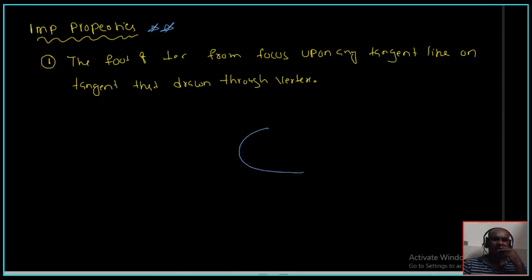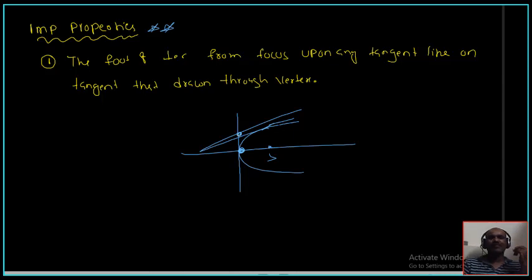Just a rough explanation: this is the parabola. This is the tangent drawn through the vertex. Yeah, this is any tangent. So from the focus, if you draw a perpendicular, the foot of the perpendicular should meet the point which is on the tangent drawn through the vertex of the parabola. This is the perpendicular, that is the meaning.